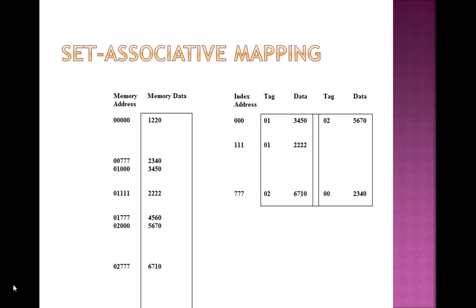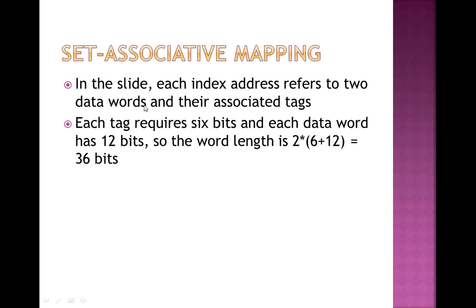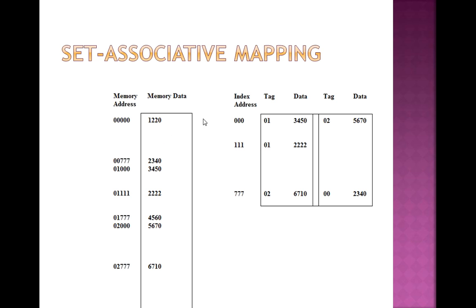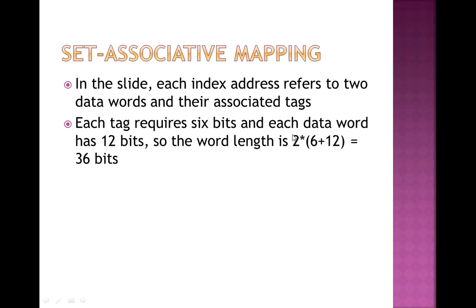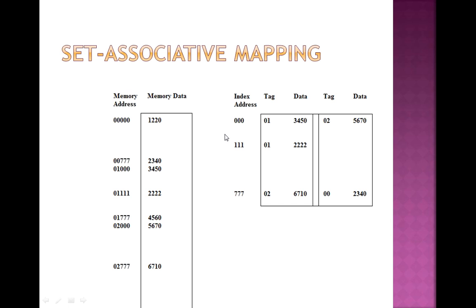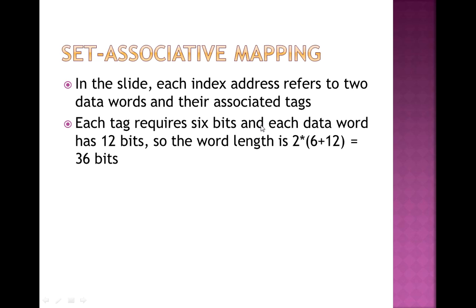This is a diagram of the set associative mapping. In the slide, each index address refers to two data words and their associated tags. These are a memory address and their tags. This is 000, this is tag 1 and tag 2. Each tag requires 6 bits and each data word has 12 bits, so the word length is 2 times 6 plus 12, which equals 36 bits.